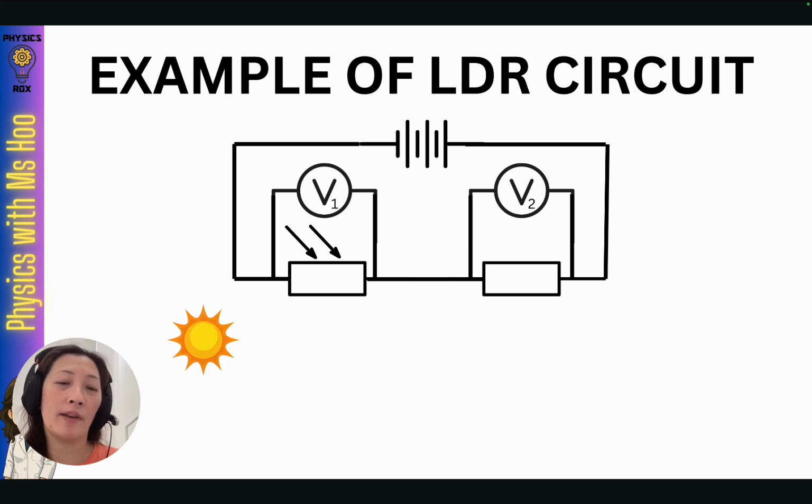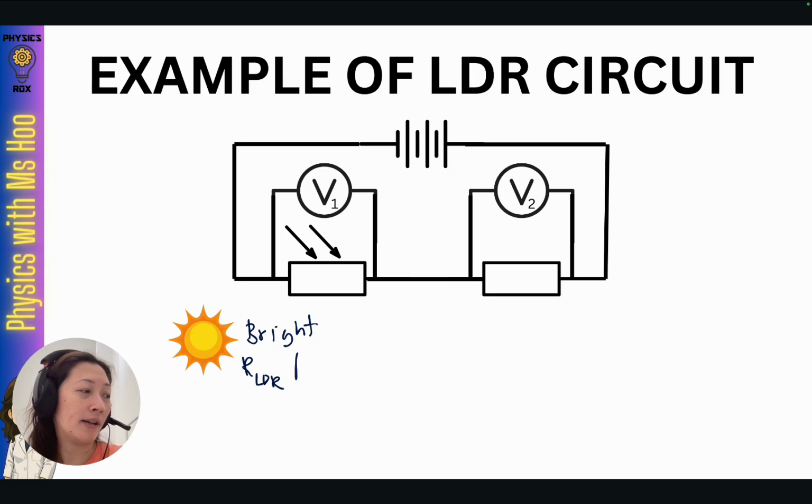So let's start first with a bright setting. So imagine that there's bright sunlight falling on the LDR, or even if it's just light from another lamp. So when the intensity of the brightness increases, what happens is the resistance will drop. So I'm going to write here R_LDR, which is the resistance of the light-dependent resistor. And this arrow here just represents the drop in resistance. So the resistance has decreased.